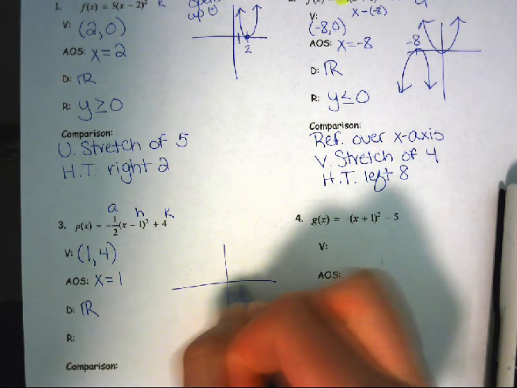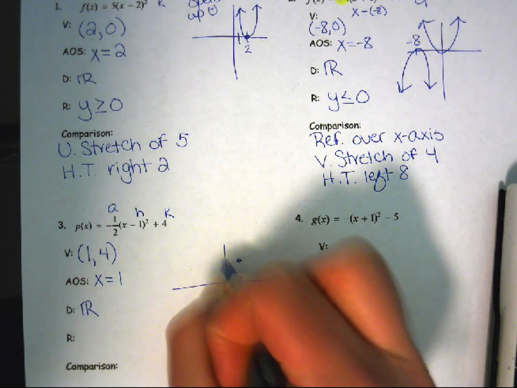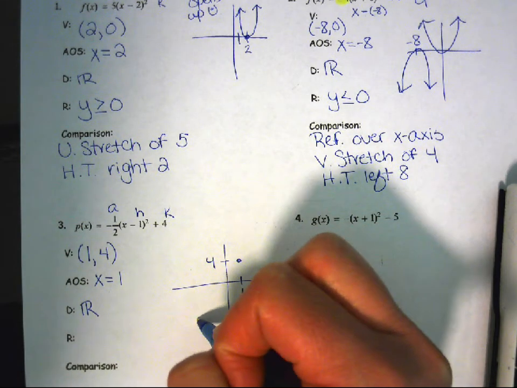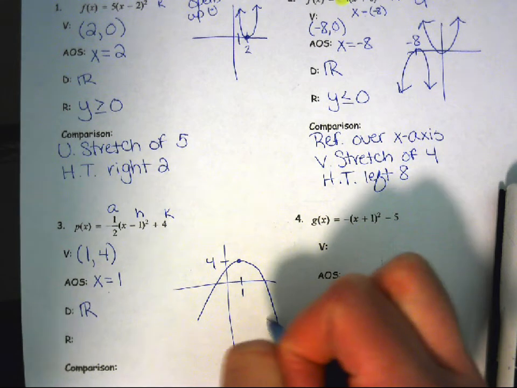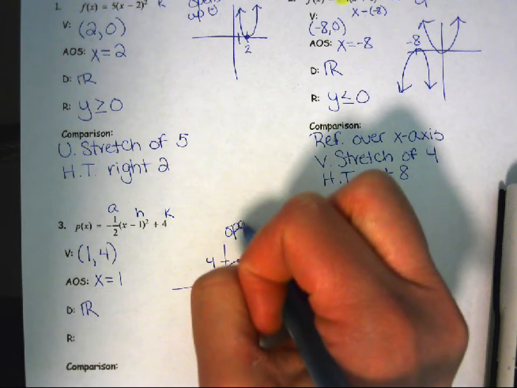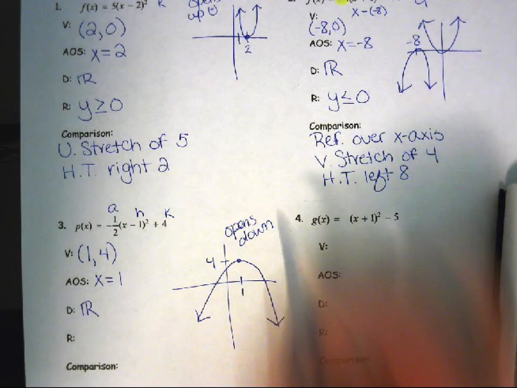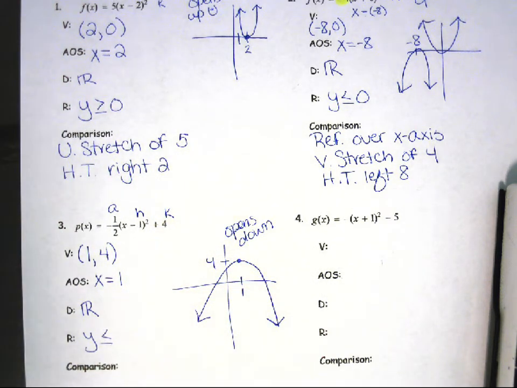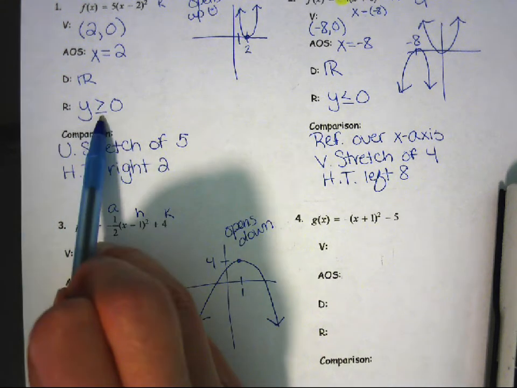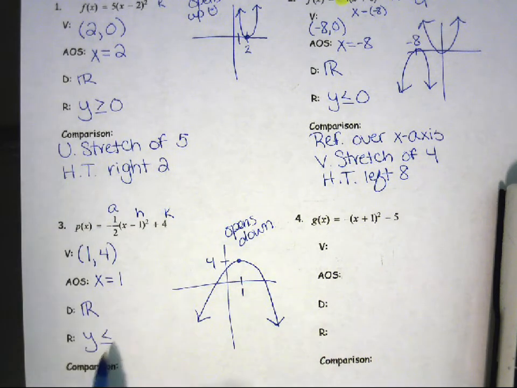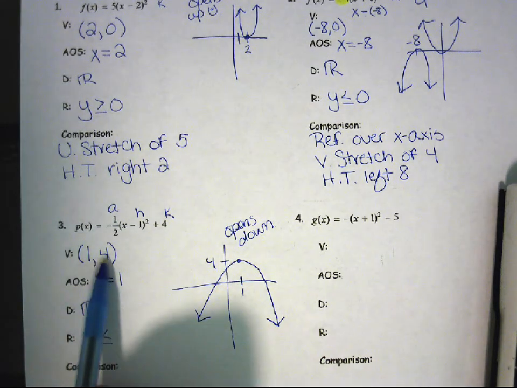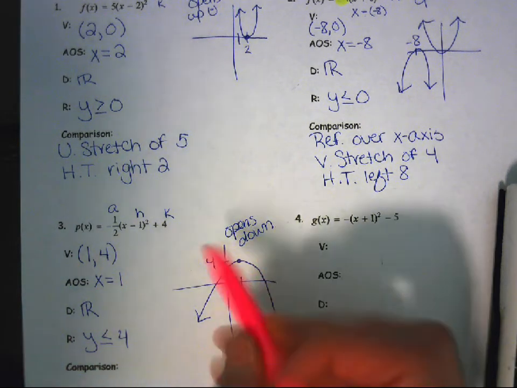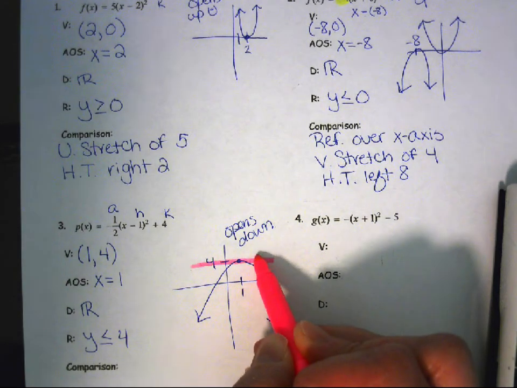So we went over 1, up 4. So over 1 and up 4. And because it's negative, it's going down. So it opens down, which means this is going to be the less than symbol. If it opens up, it's the greater than symbol. If it opens down, it's the less than. And now we just use our y coordinate. Do you see how the highest point is at 4 and then it's going down?